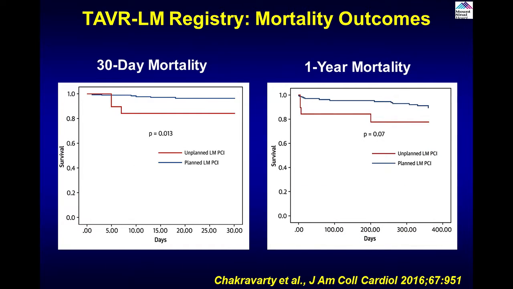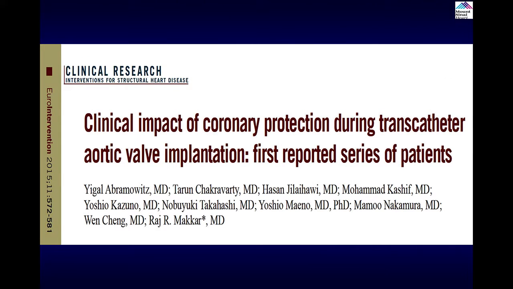Next. So that's the 1 year mortality. Clearly, planned versus unplanned, these are patients who have left main disease. Your unplanned PCI needing emergency PCI during TAVR will have a higher 1 year mortality, obviously, so that is a no-brainer. Clearly, if you have disease, take care of it before you do a TAVR procedure or peri-TAVR. Next.